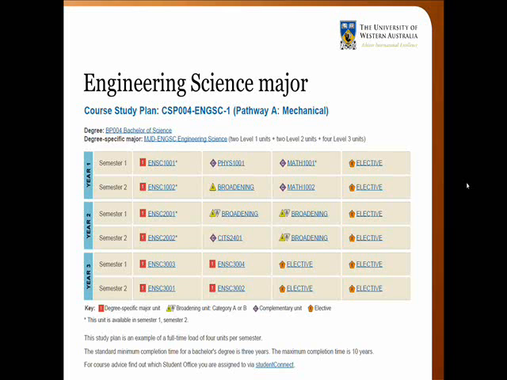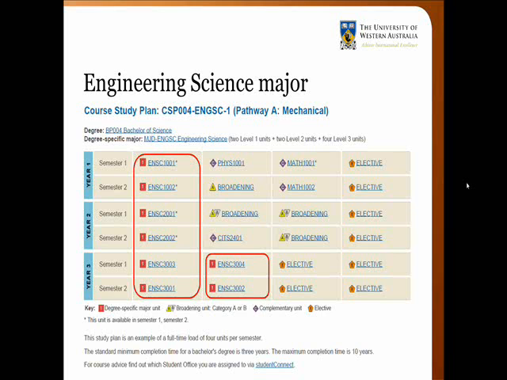Okay, so now let's have a look at the pathways for engineering. Each pathway is represented in a 3-year study plan, and probably the most important things for you to look at are the first year units. So this is a student doing the mechanical pathway in the Bachelor of Science with the degree-specific major of Engineering Science.